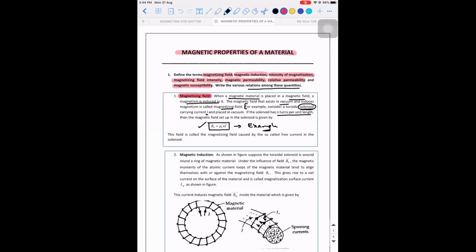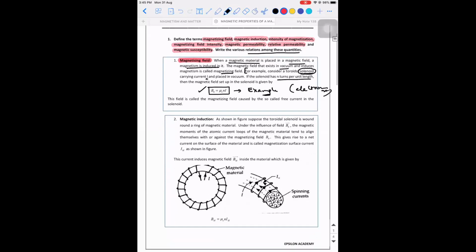Okay, here you're using an electromagnet to magnetize a material. Similarly, you can think of using a permanent magnet also. The same thing will happen. That time, the permanent magnetic field is what is called the magnetizing field, meaning the field which has the capacity to magnetize a material. That's what is the magnetizing field. So when you apply the magnetizing field, what is happening to the material? The magnetic field is getting induced.